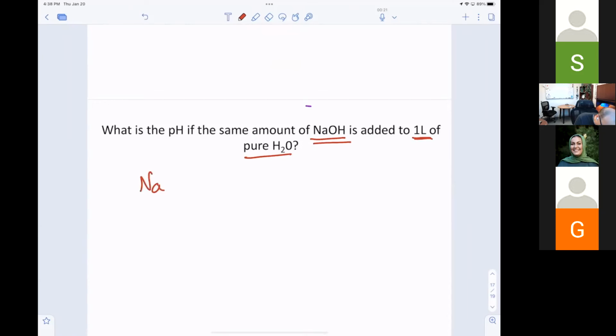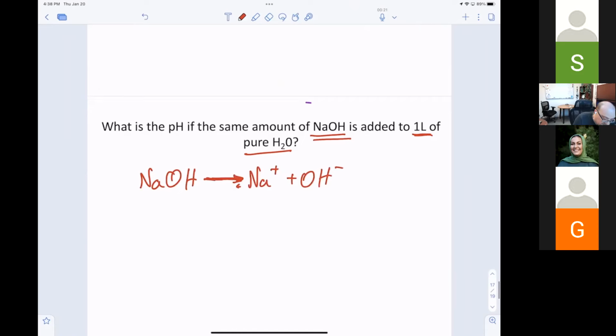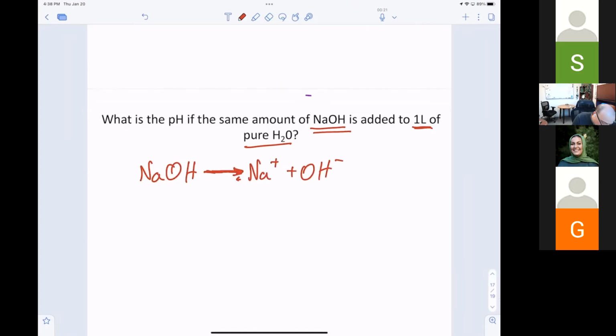So let's do that. NaOH is going to dissociate to sodium plus hydroxide. See that I only have one arrow, because the equilibrium is very, very small. I mean, it could go back, but it's really tiny. So it's mostly gonna dissociate completely, 99.999%.